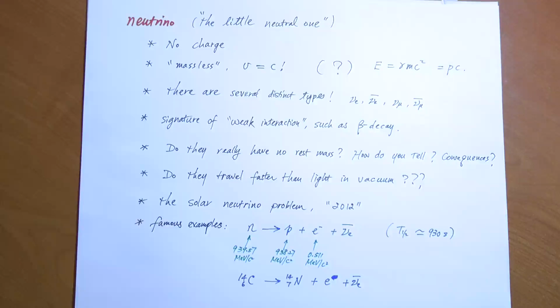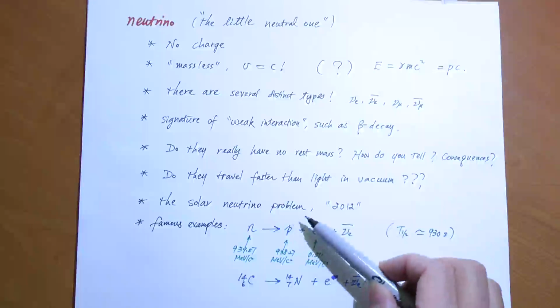So it's extremely light. Does that mean it doesn't have any rest mass? It is still an open question. There are experimental evidences that suggest that neutrinos may not be massless as we thought. It just has a very small mass, let's say 5 eV instead of 511 keV. But that 5 eV can go a long way. It can explain a number of things, among which the so-called solar neutrino problem.